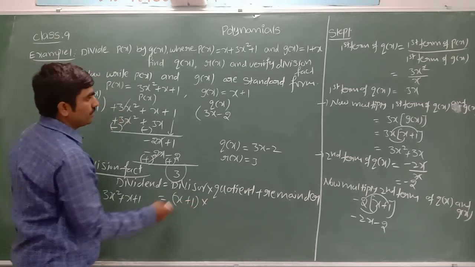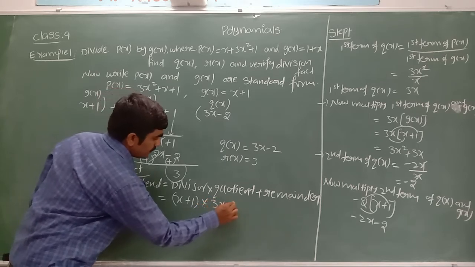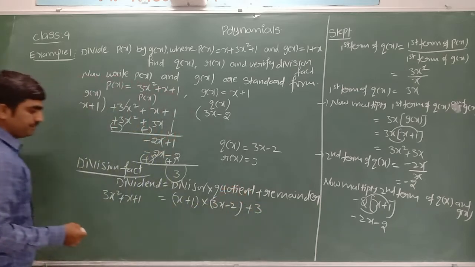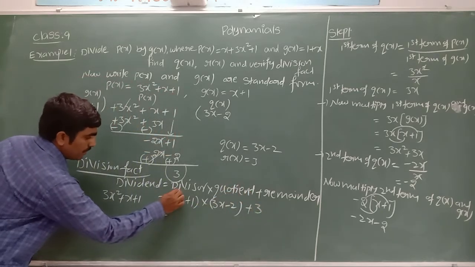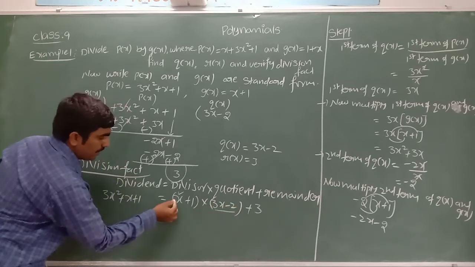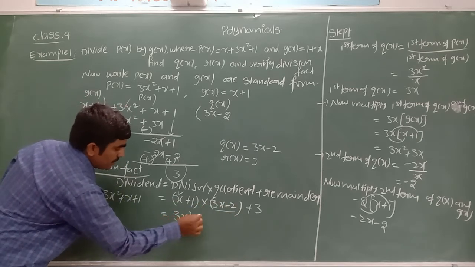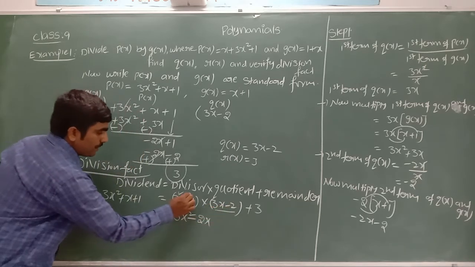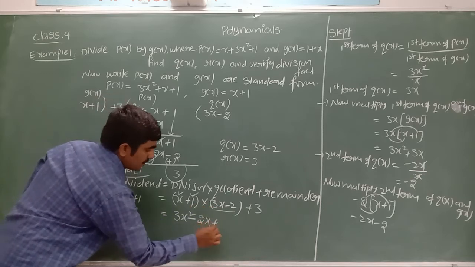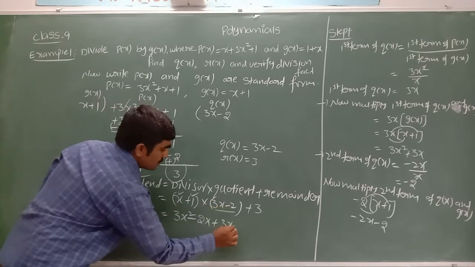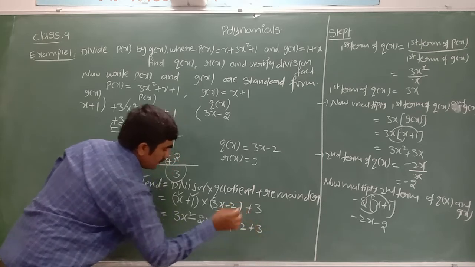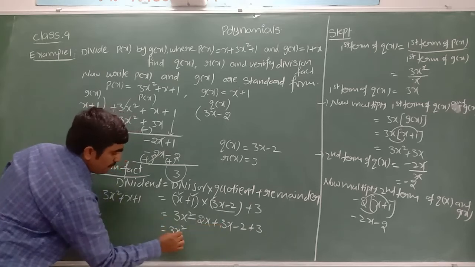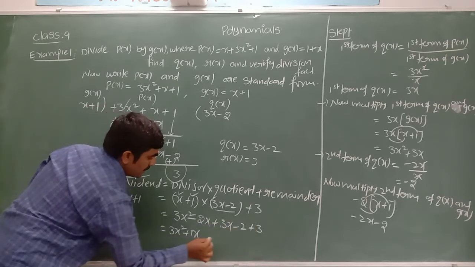What is the quotient I got? 3x minus 2, plus what is the remainder? Remainder is 3. Now multiply this completely. x into 3x, write 3x square. Plus x into minus 2, minus 2x. Now multiply 1 with this binomial: plus 1 into 3x, plus 3x. Plus 1 into minus 2, plus 3. Simplify this, we get 3x square minus 2x plus 3x plus 1x minus 2 plus 3 plus 1.